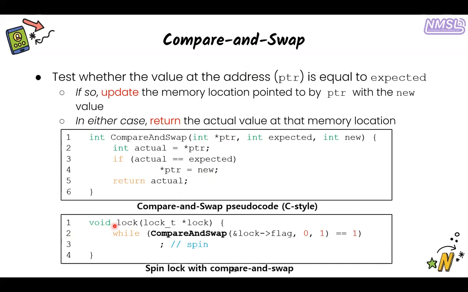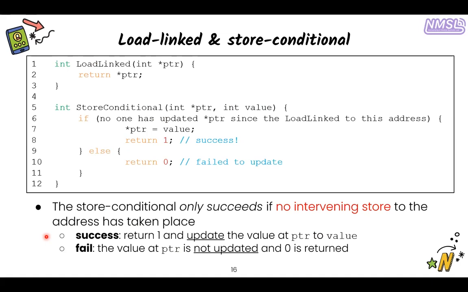So if you look at the void lock using compare and swap here, if the value of the flag is 0, right, expected, then you set it to 1, and otherwise you basically spin. So instead of test and set, these are a little bit different, but still the same logic. The next one is called load linked and store conditional.